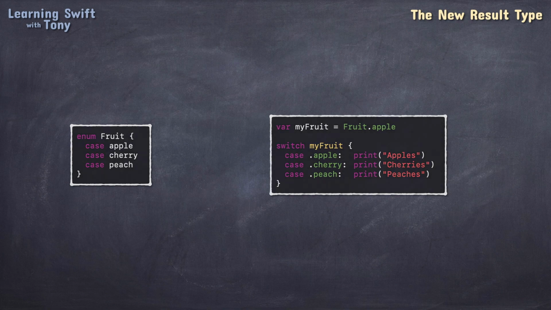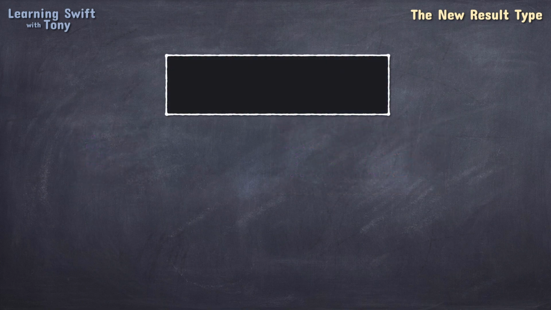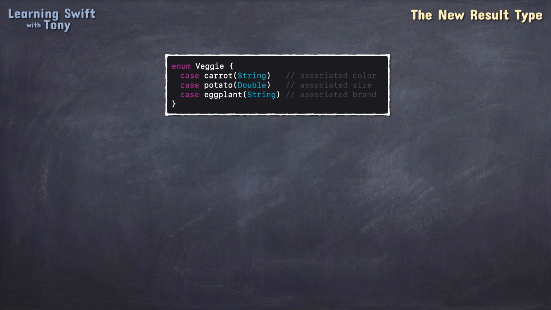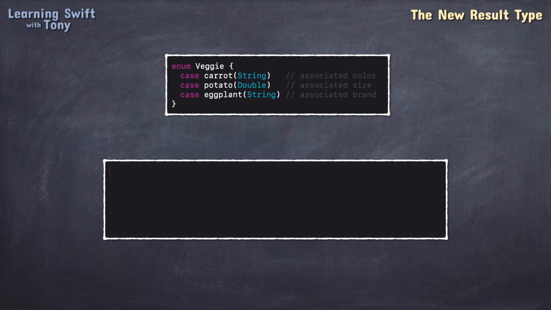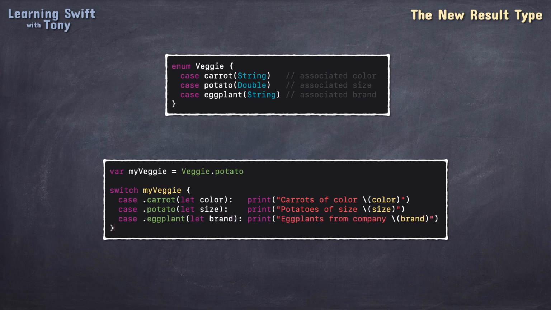An example of a veggie enum can look like this, with cases for carrot, potato, or eggplant. Carrot can have a string associated value for a color, potato can have a size as a double, and eggplant can have a brand as a string. We can switch on a veggie, just like we did on a fruit, but now for each case we can save the associated value that it carries, using a let or a var, and use that associated value during the code execution for each of the cases.